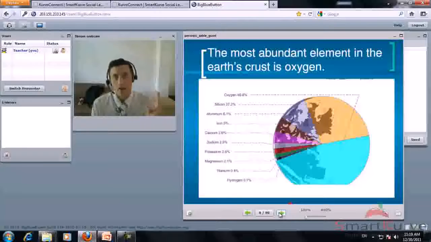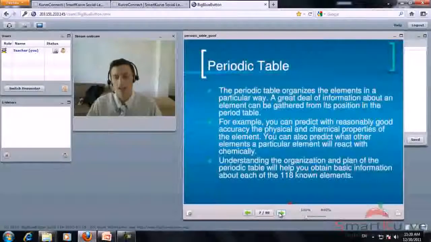One reason that there is so much oxygen in the crust is that oxygen forms many compounds with other elements, like silicon, iron, and magnesium. So we're going to actually talk about that later in the presentation. We are going to see why oxygen forms compounds with these metals like iron and silicon. But let's move on to slide 7.